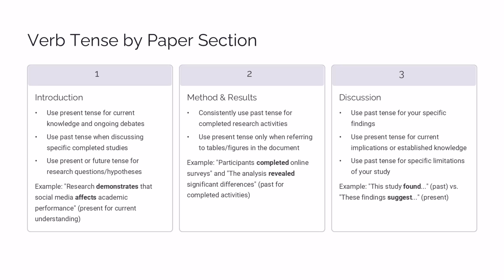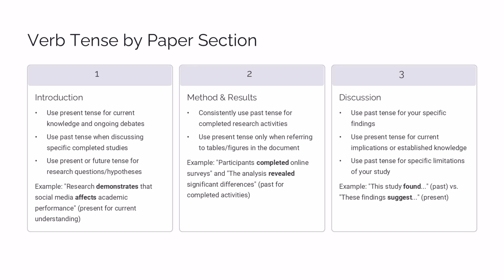For example, "research demonstrates that social media affects academic performance" uses present tense, because this represents current understanding in the field. However, when discussing specific studies in your introduction, use past tense to describe what researchers did and found. "Smith et al. (2022) conducted a longitudinal study and found significant correlations between social media use and decreased academic performance." The past tense accurately reflects that these research activities occurred at specific times in the past.